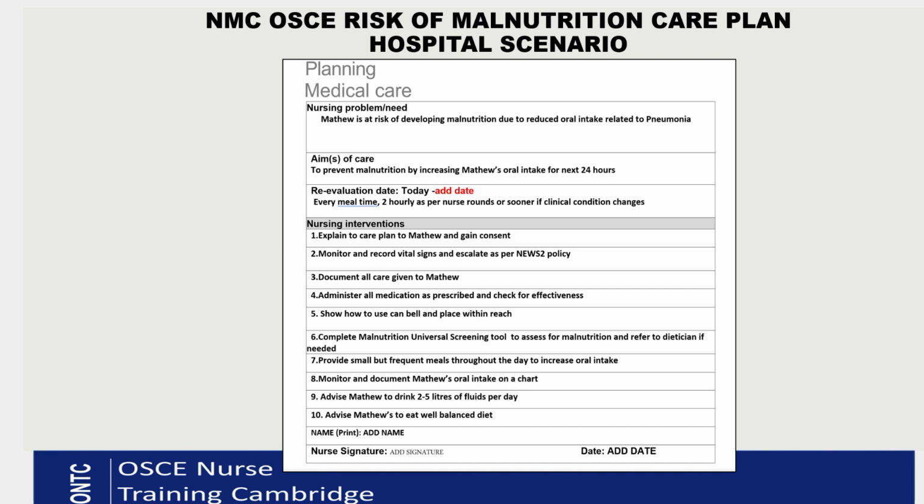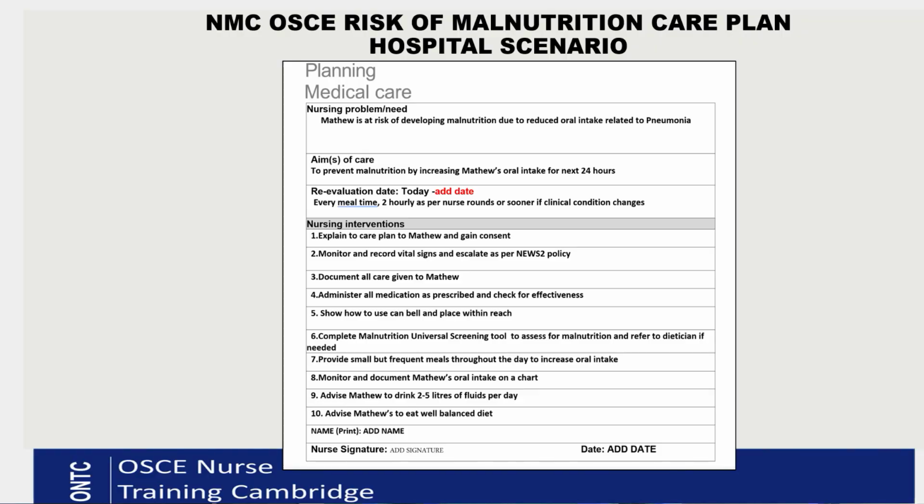So the first thing is, how we're going to word it, we'll say Matthew is at risk of developing malnutrition, due to reduced oral intake related to pneumonia or related to shortness of breath. Both will be correct, because it's his shortness of breath and his pneumonia which is giving him reduced appetite. So that's how we would write it. We will keep it simple, so we'll say Matthew is at risk of developing malnutrition due to reduced oral intake related to pneumonia. Okay, so what is our aim of care now?